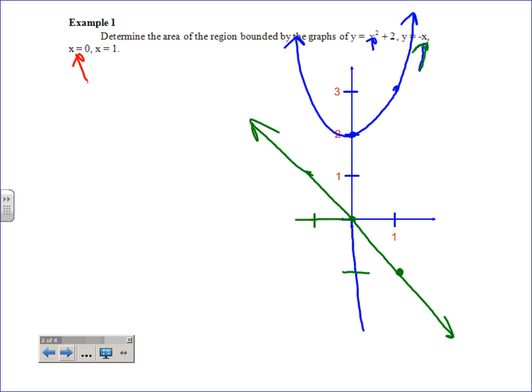X equals 0 and x equals 1. What can you tell me about those? What does x equals 0 look like if you had to graph it? X equals 0. X equals 1.